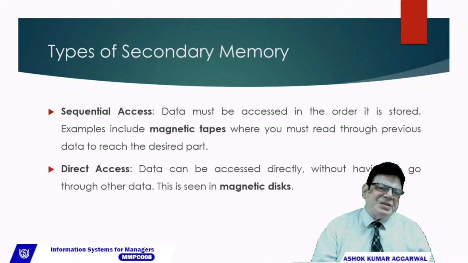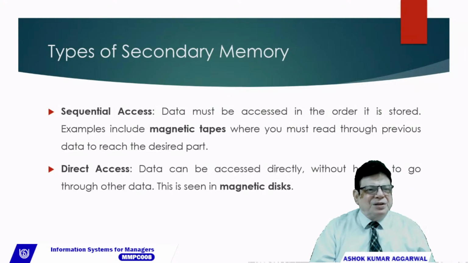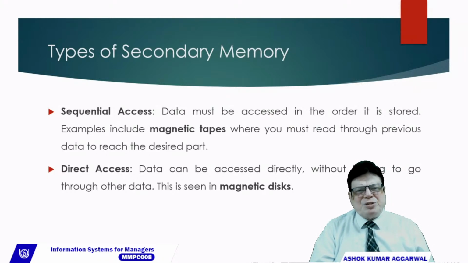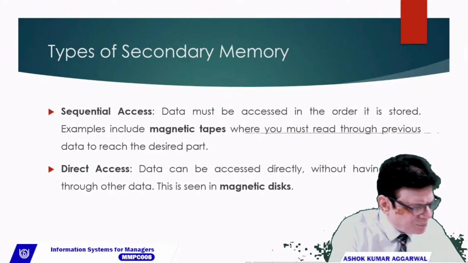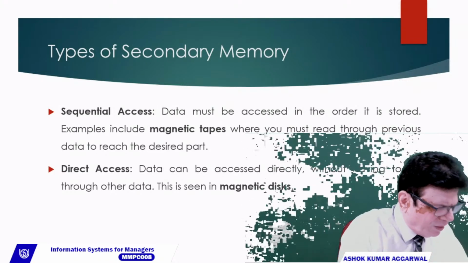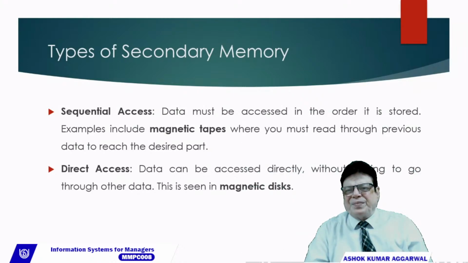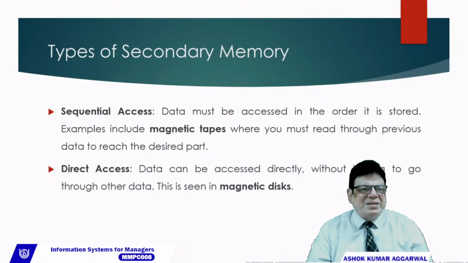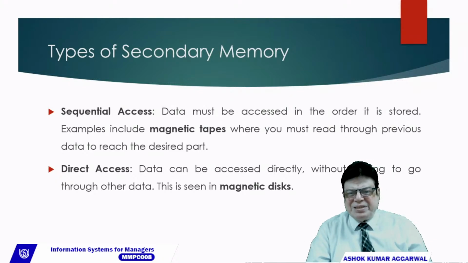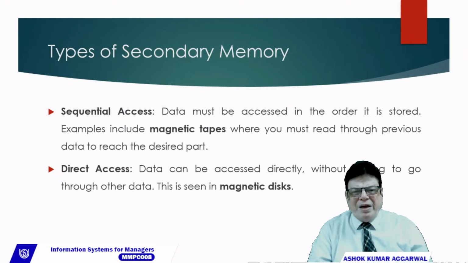Now, types of secondary memory. Sequential access: data must be accessed in the order it is stored. Examples include magnetic tapes, where you must read through previous data to reach the desired part. Direct access: data can be accessed directly without having to go through other data. This is seen in magnetic disk.